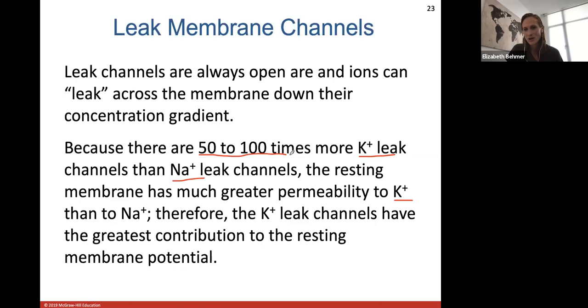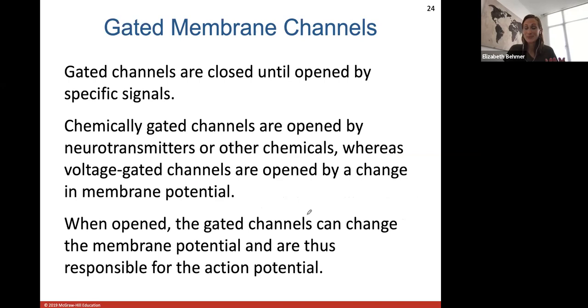Gated channels are closed until they're opened by a specific signal that can be coming from an action potential or something else, a different chemical. Chemically gated channels are opened only when a neurotransmitter or another chemical binds to it, whereas voltage gated channels are opened by a change in membrane potential, like an action potential. So with a chemically gated channel, a neurotransmitter like acetylcholine has to bind to it, whereas a voltage gated channel usually will open in response to an action potential traveling down the axon. When they are opened, the gated channels can change the membrane potential and are thus responsible for the action potential.